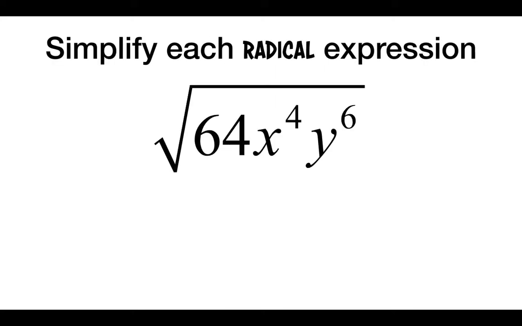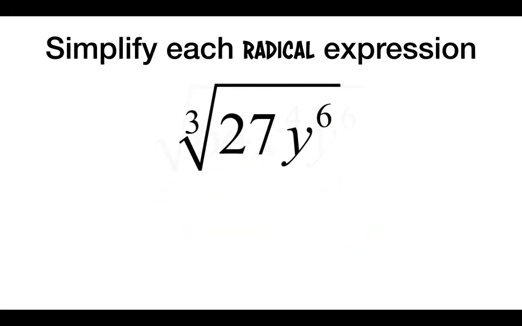Okay, now we're going to simplify each radical expression. So first thing I would do is I would go the square root of 64, and I know that that is 8. Now, for these, we're going to be assuming that each one is, well, the absolute value of the square root. So in this case, 8, the square root of x squared is x, x to the fourth is x squared. But now the way that we got that, by the way, was we took that number and we divided by 2, which is what we're also doing with y, giving us y cubed.